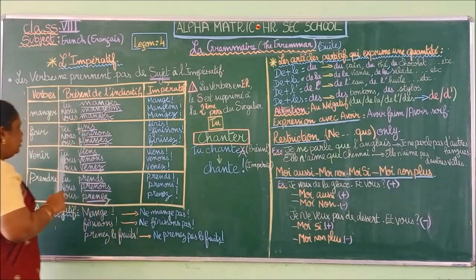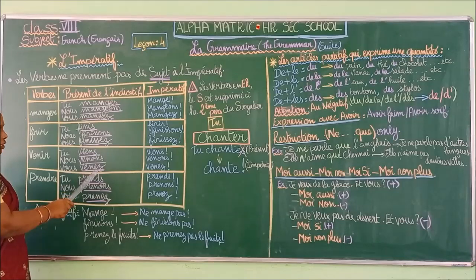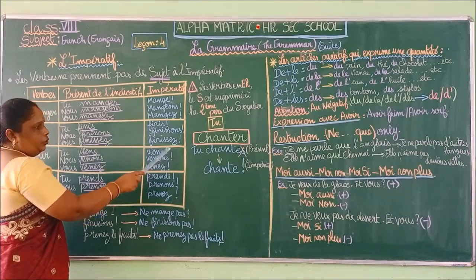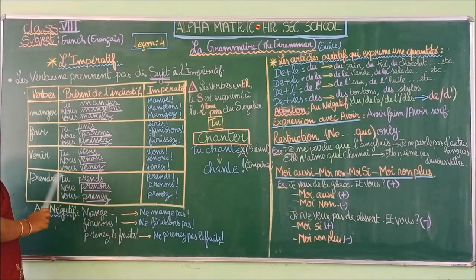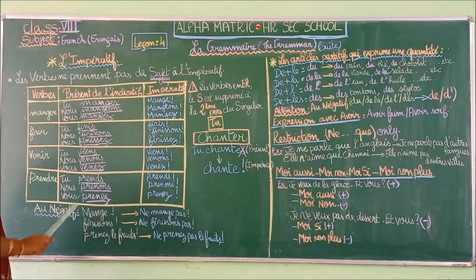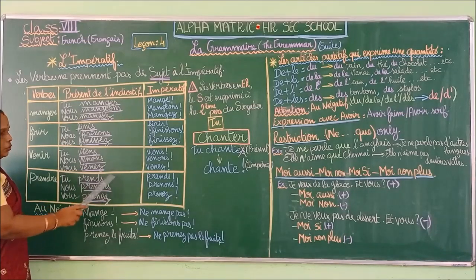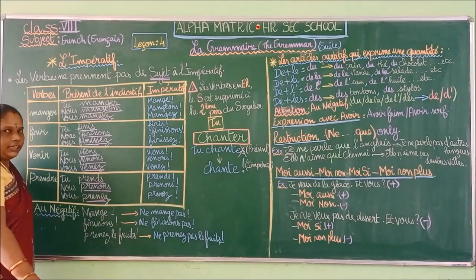Okay. So next one, venir. So viens, venons, venez. Viens, venons, venez. Okay. Avec le point d'exclamation. Okay. So next one, le verbe prendre. Tu prends, nous prenons, vous prenez. So, prends, prenons, prenez avec le point d'exclamation.